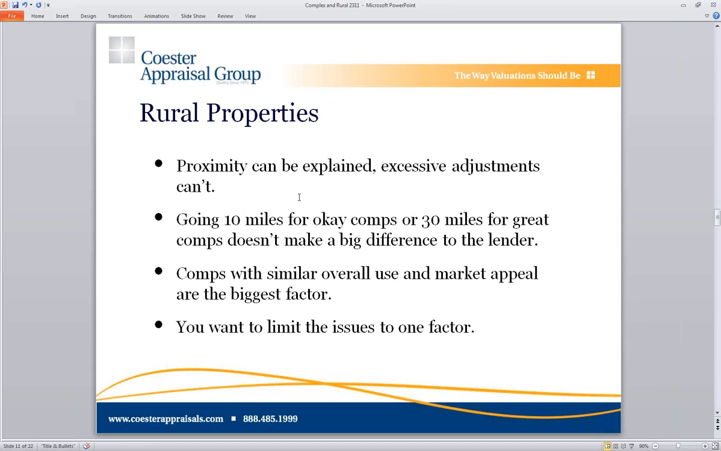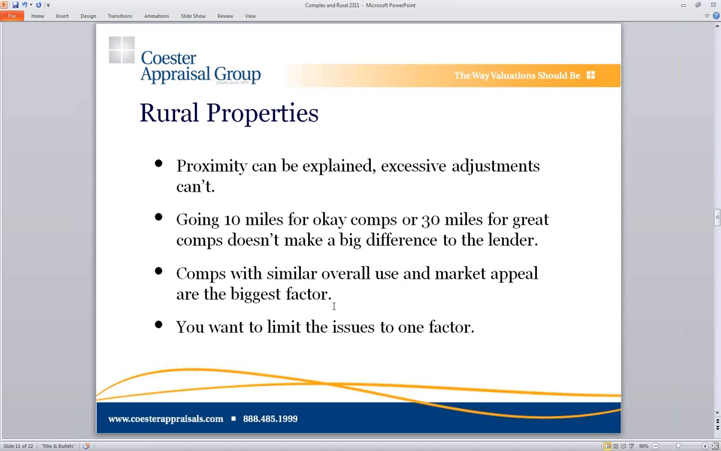Rural properties. Generally speaking, from what we've seen, this is not based on philosophy or theory. This is specific experience that we have, as well as my personal experience. Proximity can be explained; excessive adjustments can't. If you're going 10 miles versus 30 miles, as long as the comps are better, you can explain away 30 miles. You can't explain bad comps. Comps with similar overall use and market appeal are the biggest factor.